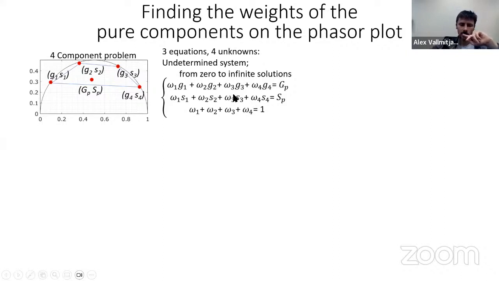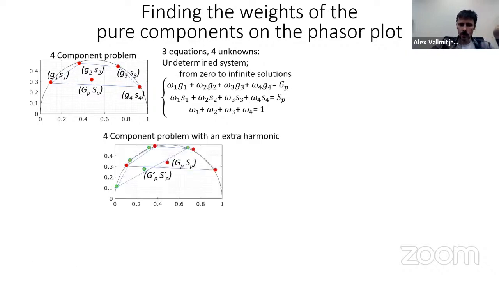There's 0 to infinite solutions here. So here's when the higher harmonic comes in. If you compute the second harmonic of your data point, and you compute the second harmonic of your pure components, you get a new polygon here. This is your original measurement. This is the second harmonic of your measurement. And then you have the second harmonic of the pure components out here.